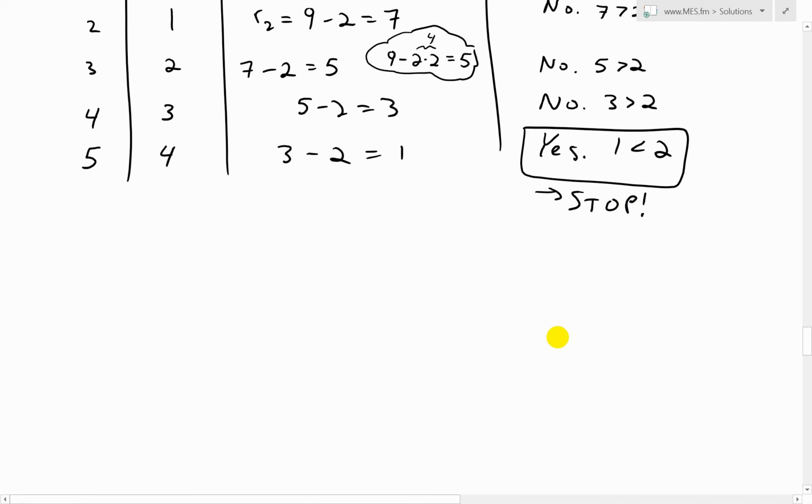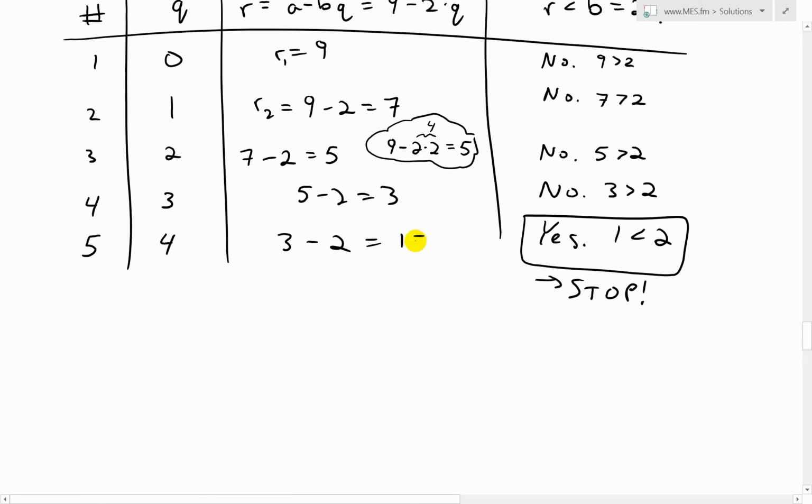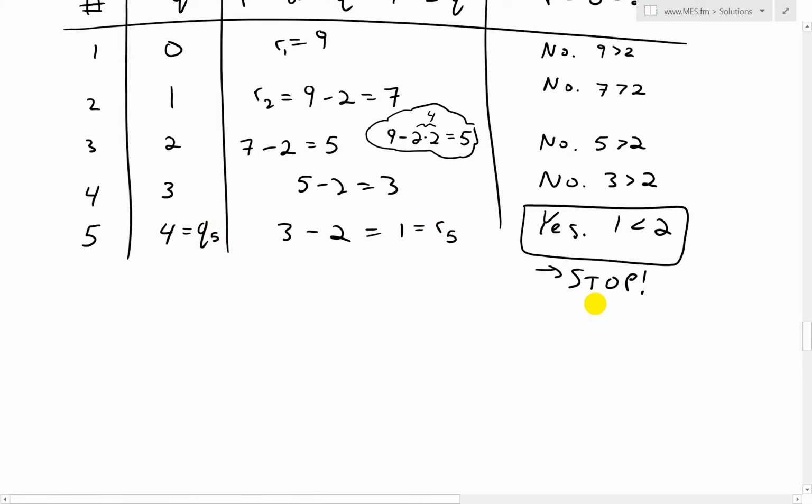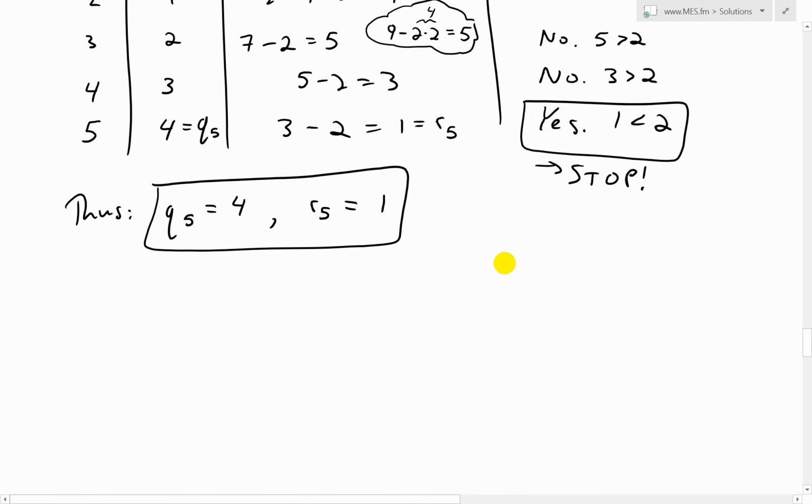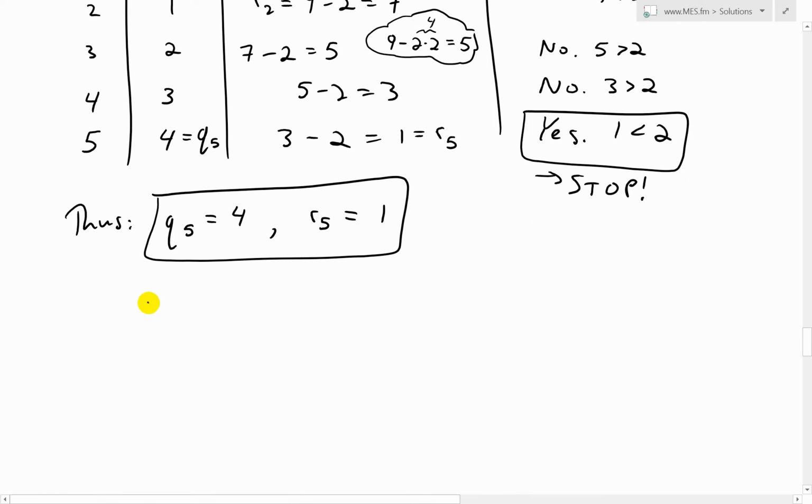So thus what we end up having is this is equal to R5 and this equals Q5. So thus we have Q5 equals 4 and R5, the remainder, equals 1. And we can even see this, that the value A, or I'll just write A equals 9. So 9 equals, well, I should put that a first.